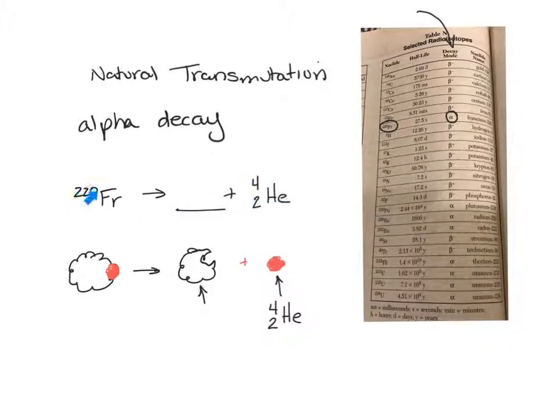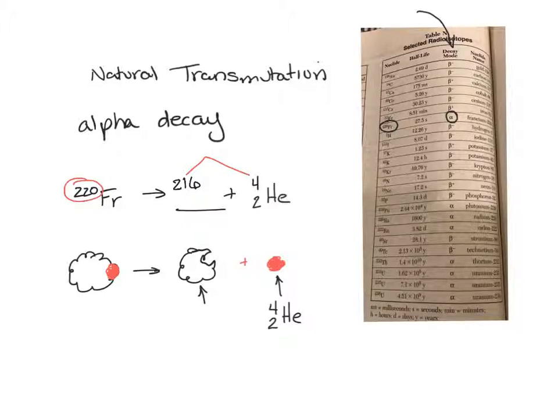It started out with a mass of 220. It changed, that's the arrow here, into something and something else that has a mass of 4. So this 220 changed into something plus 4. Well, if you're saying to yourself, law of conservation says if I start with 220 and I end up with 4 and something else, that something else had better be 216. You see how these two numbers add up to this number?